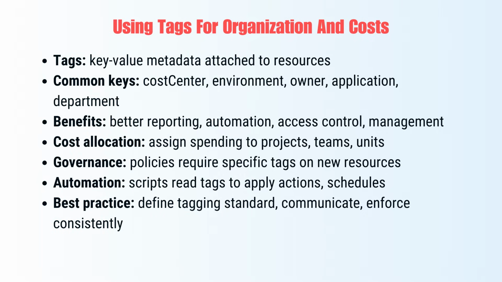In automation, scripts and tools can read tags to decide what to do. For example, a script might shut down VMs at night where environment equals dev, but never touch environment equals prod. In operation, tags help you quickly identify what a resource belongs to and who to contact if something goes wrong.